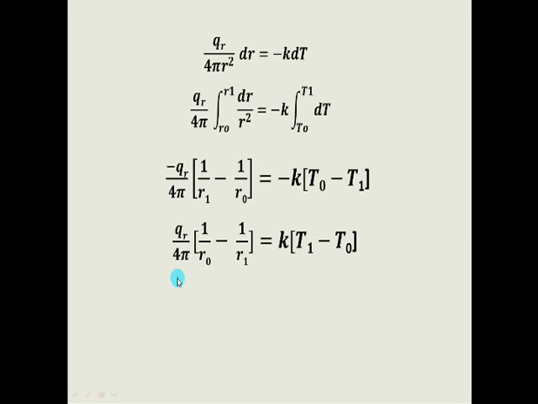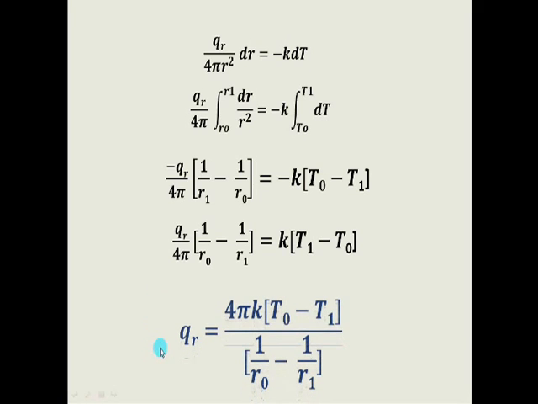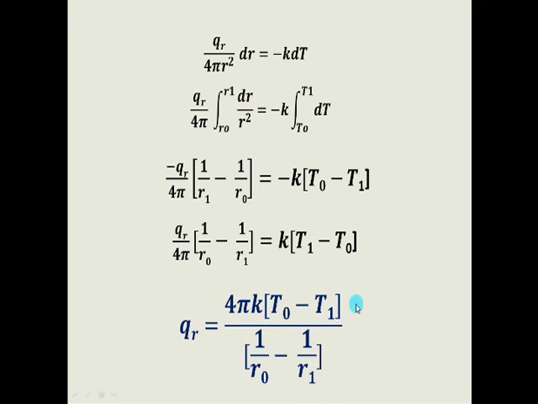We want to equate this whole equation to Q r, so we just have to transpose these quantities, including the 4 pi, to the other side. So our final equation now becomes this one. This is our formula for finding the amount of heat lost from the sphere per unit time.